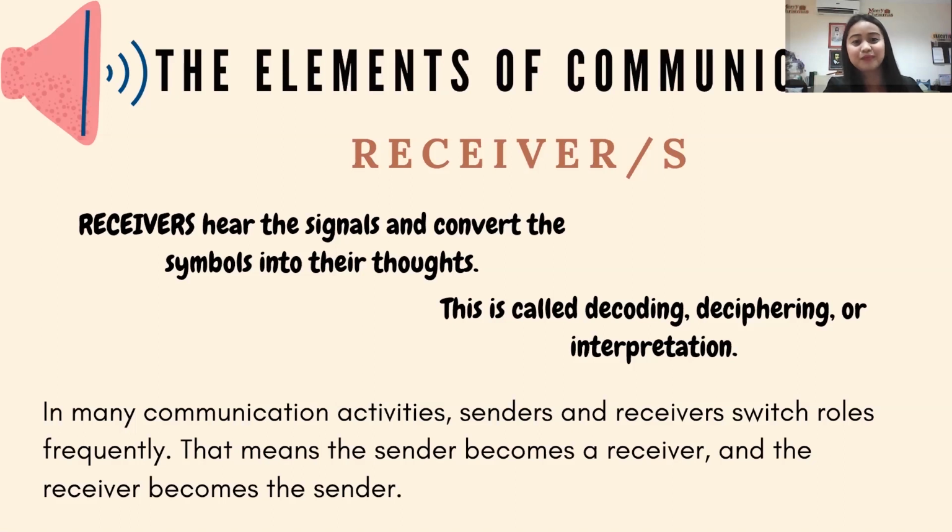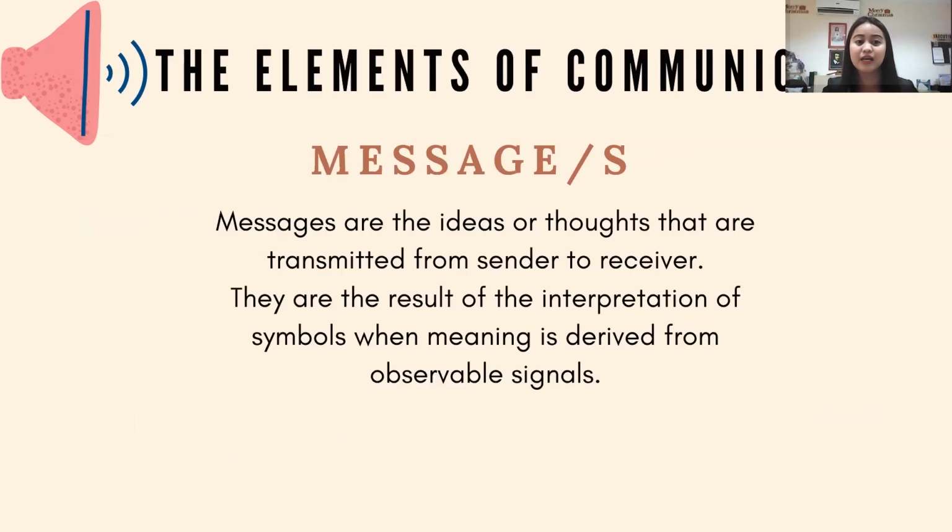Okay? Next will be the message. So, messages are the ideas or thoughts that are transmitted from the sender to receiver. So they are the result of the interpretation of symbols when meaning is derived from observable signals, okay? Now, the proper reception of a message depends on correct interpretation by the receiver of the symbol sent by a sender.